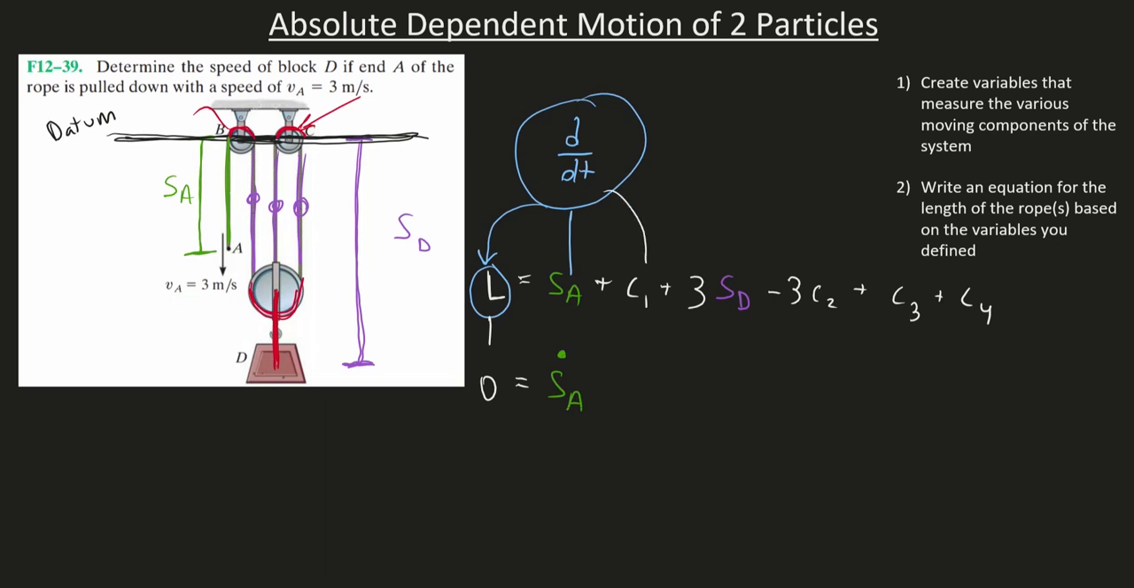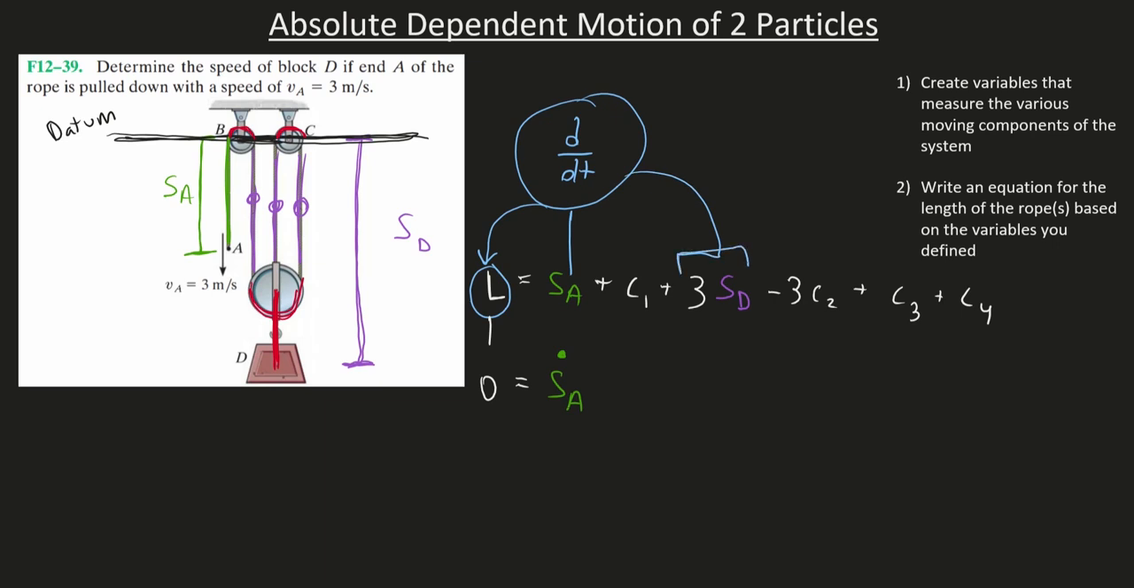Derivative of this first C, which is this one right here, again, it's a constant. No matter if I go up or down, there will always be a little arc of rope right there. Therefore, this quantity, C1, does not change with time. That'll be a 0, and I won't even write it down here.